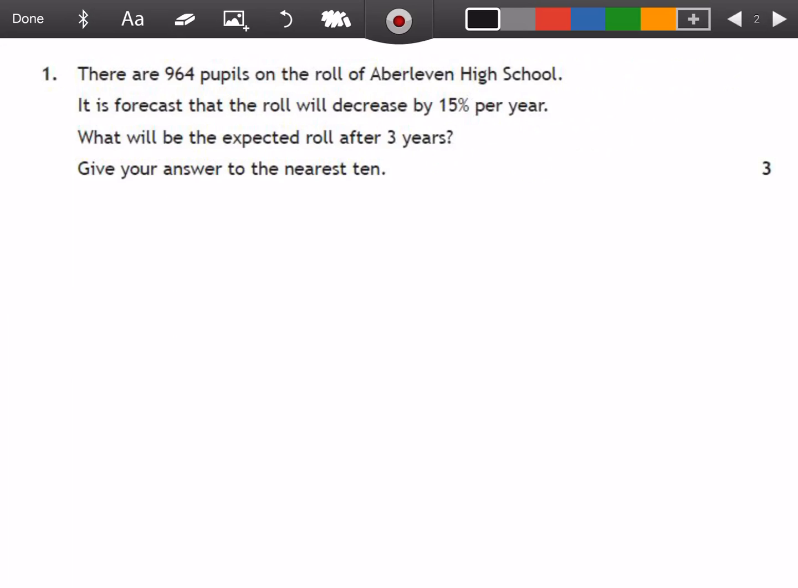Okay, number one, 964 pupils on the roll. It's forecast that this number will decrease by 15% per year. What's the expected roll after 3 years? Okay, so have your calculator ready, please.